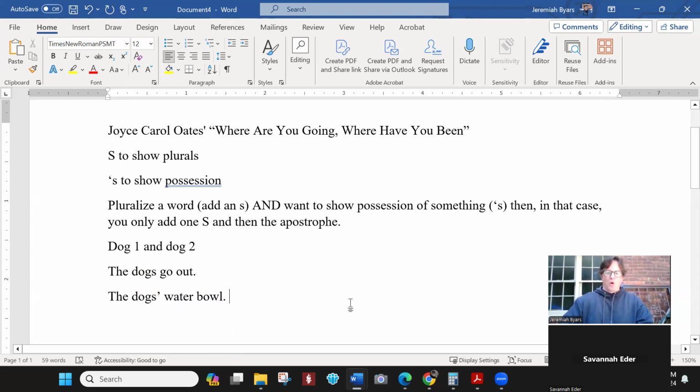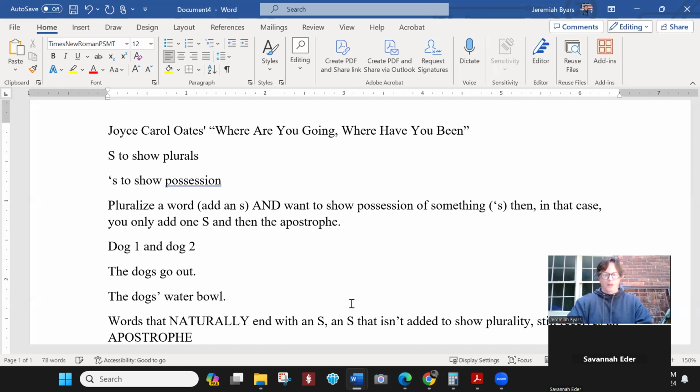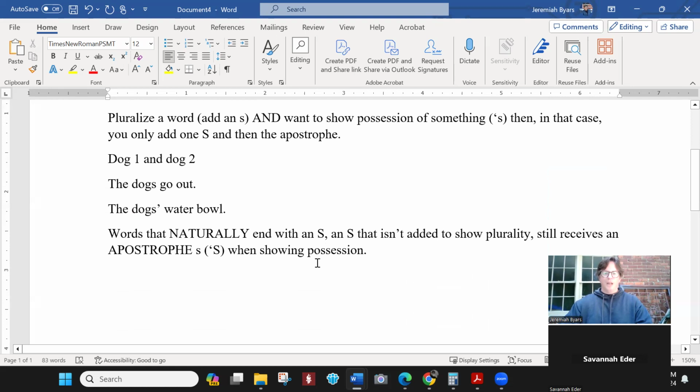Now, words that naturally end with an S, an S that isn't added to show plurality, still receive an apostrophe S when showing possession. All right. So for example, and all this comes with names.